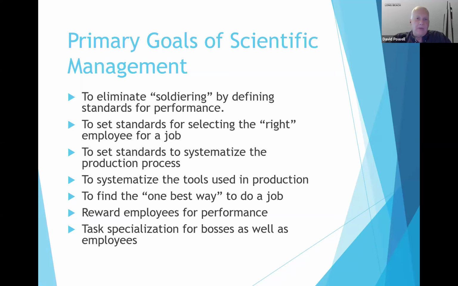He believed in scientific management, we could set standards to systematize the production process. So we systematize the process so that everyone who is doing that job is doing the job in that same way, in that one best way to do the job. He also felt with the scientific management approach, we could systematize all the tools that are used in the production of the output. So everyone's using the same tools who are doing the same jobs on a daily basis. Essentially, you would have this one best way to do the job.